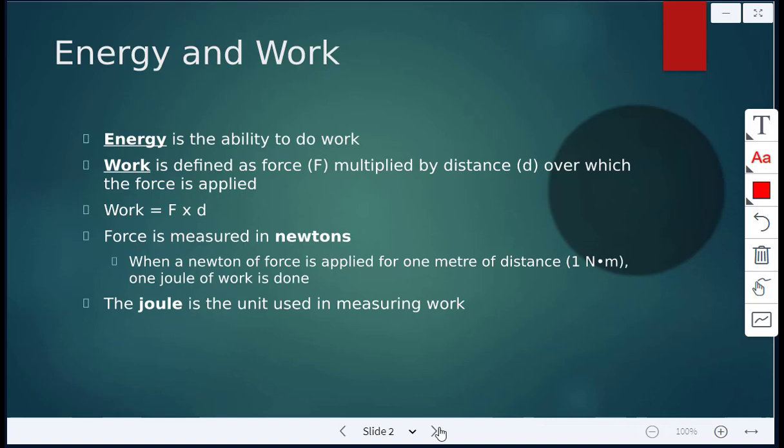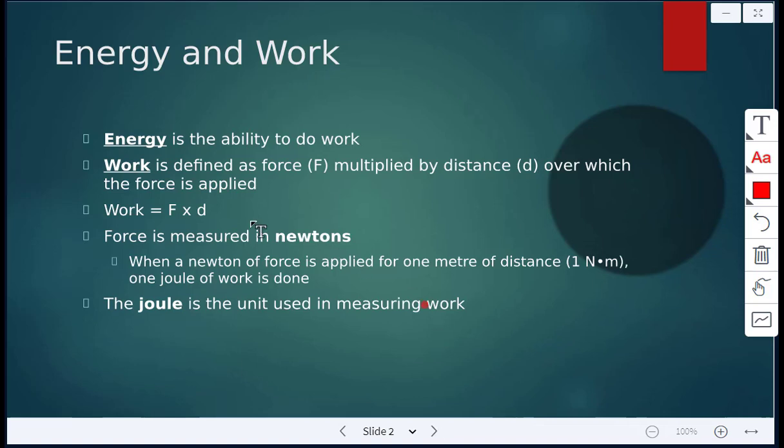Force is always measured in newtons. So for example, when a newton of force is applied for 1 meter of distance, it's called 1 Newton meter. And 1 Newton meter is equal to 1 joule of work. All right, so joule is the unit that is used in measuring work.